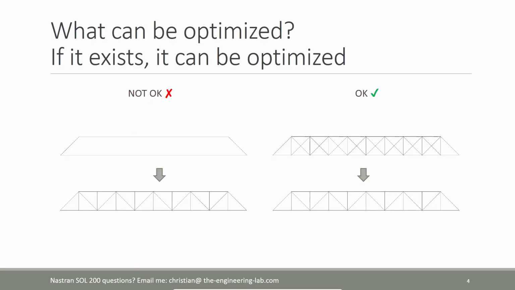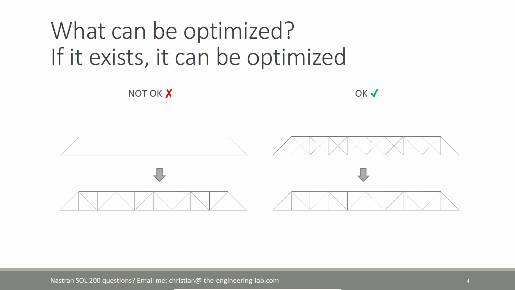Now, the first question I want to address: what can be optimized? This is a question I get asked most often. It's one of my favorite questions, because I was there on day one asking myself, okay, what can I actually optimize? To answer this, you can say it in one statement. If it exists in your finite element model, it can be optimized. Now, what do I mean by this?